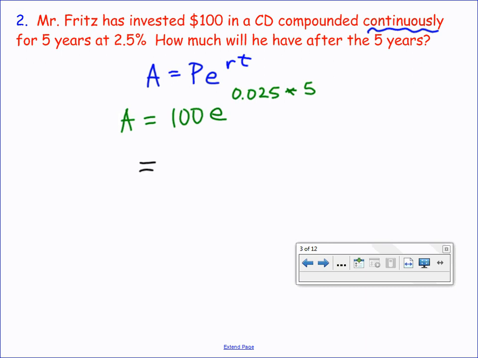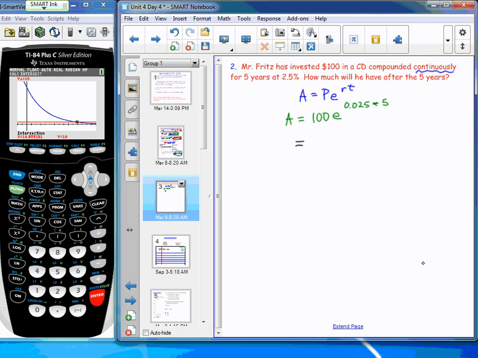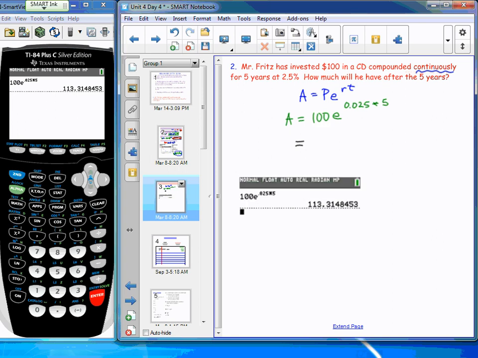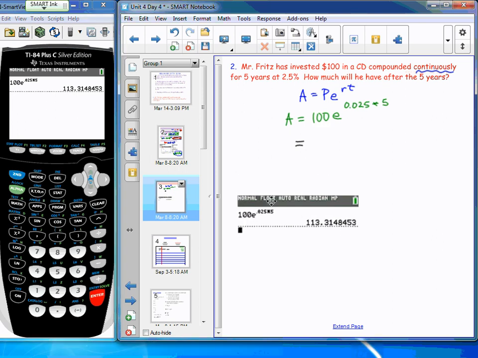So for this problem, we'll go to the home screen. Again, we don't need a graph for this one. We can just go to the home screen and evaluate 100 times E to the, remember E is second ln, or you can do the number E second division operation to get E and then caret, 0.025 times 5, all in the exponent, and it looks like a whopping $113. So I gained $13 in 5 years.